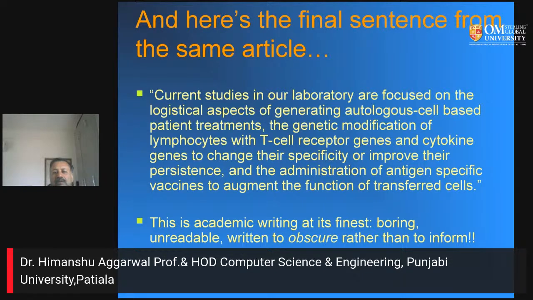Another example: current studies in our laboratory are focused on the logistical aspects of generating autologous cell based patient treatments, the genetic modifications of lymphocytes with T cell receptor genes and cytokine genes to change their specificity or improve their persistence, and the administration of antigen specific vaccines to augment the function of transferred cells. This is academic writing at its finest, but it is boring, unreadable, written to obscure rather than inform. These are some of the problems in research writing we come across many times.